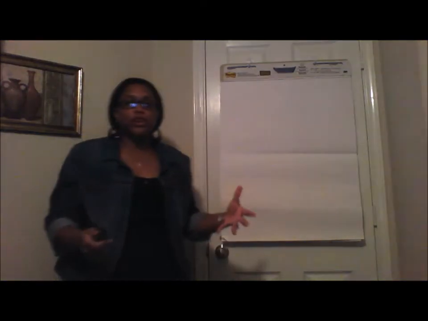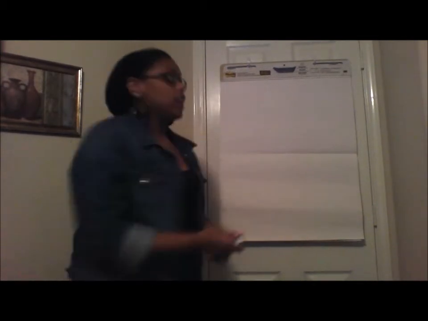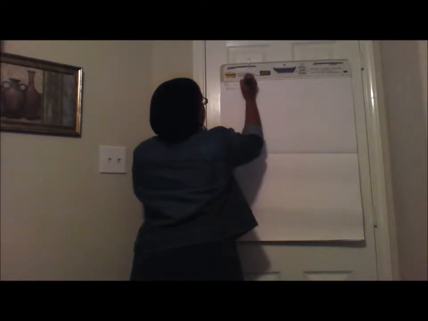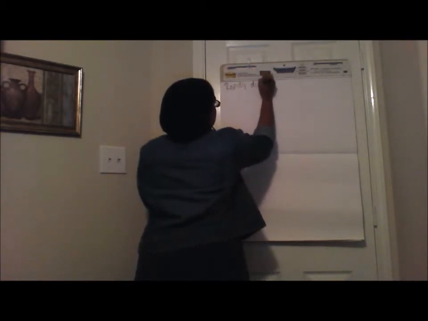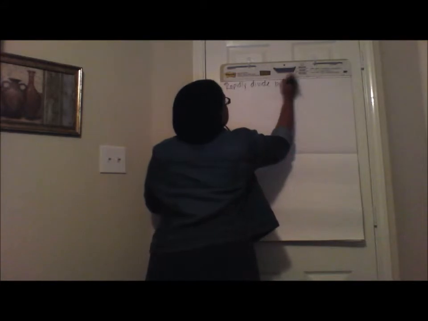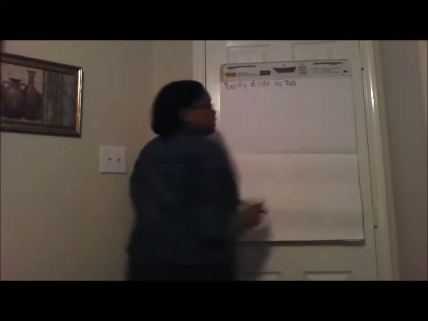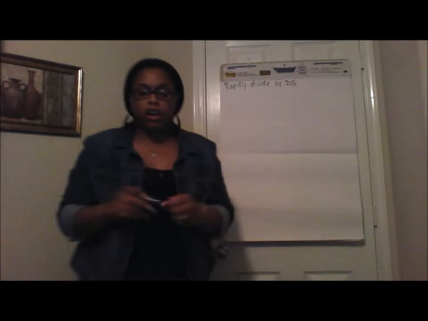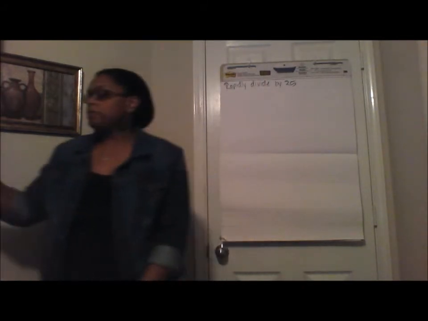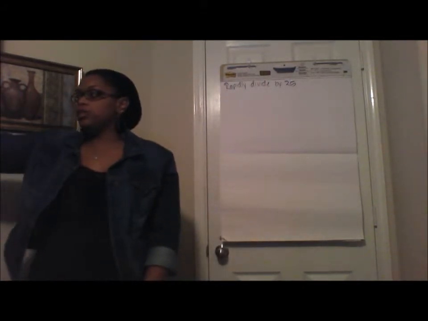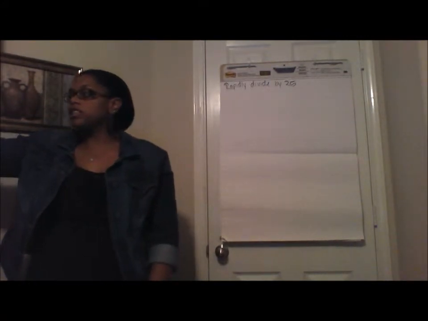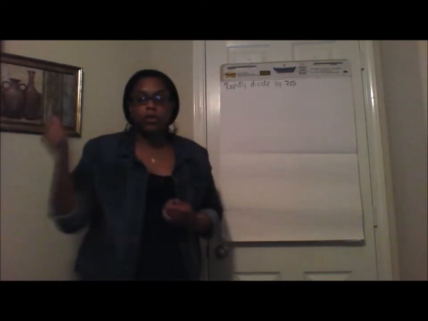The next trick we're going to go over is rapidly dividing by 25. When you want to rapidly divide by 25, there are actually 4 steps for you to follow. And as long as you follow them, you are basically guaranteed to get your answer.